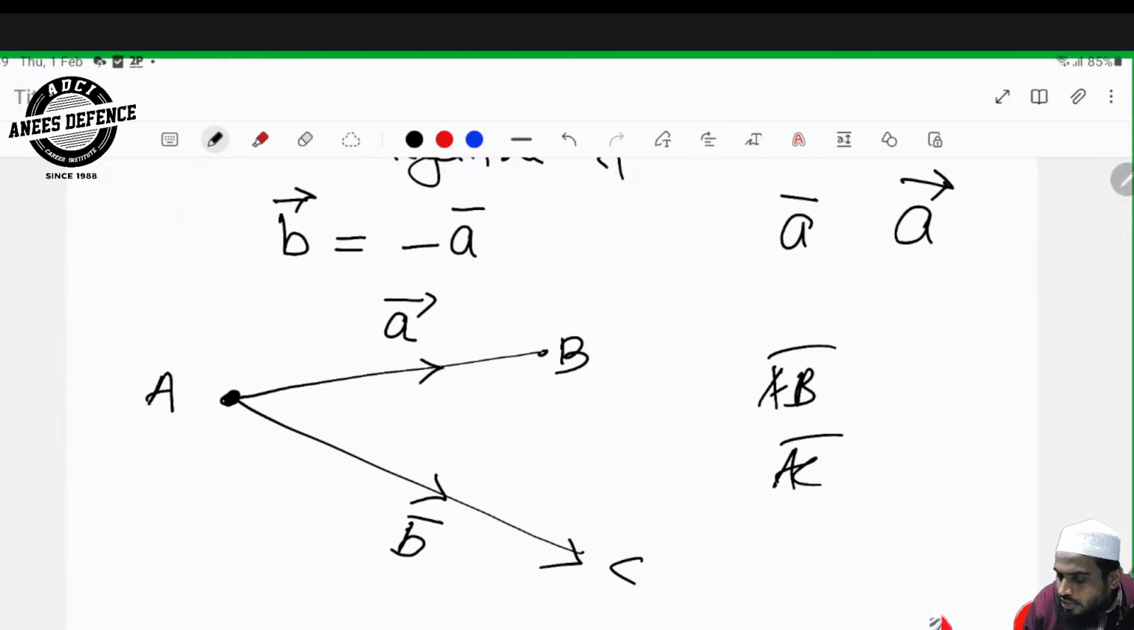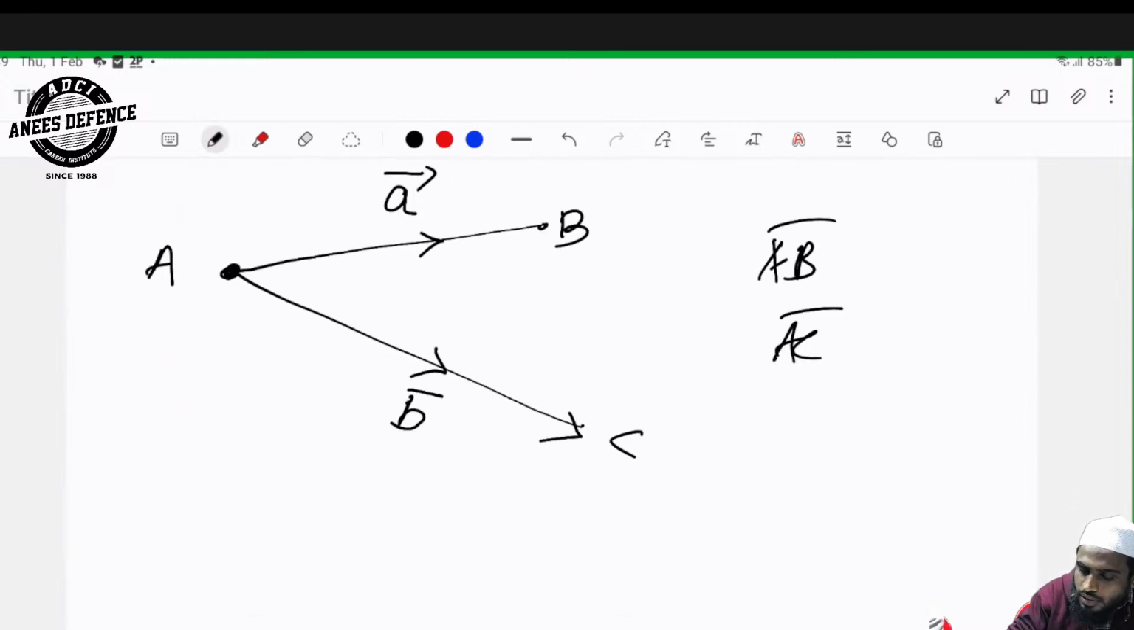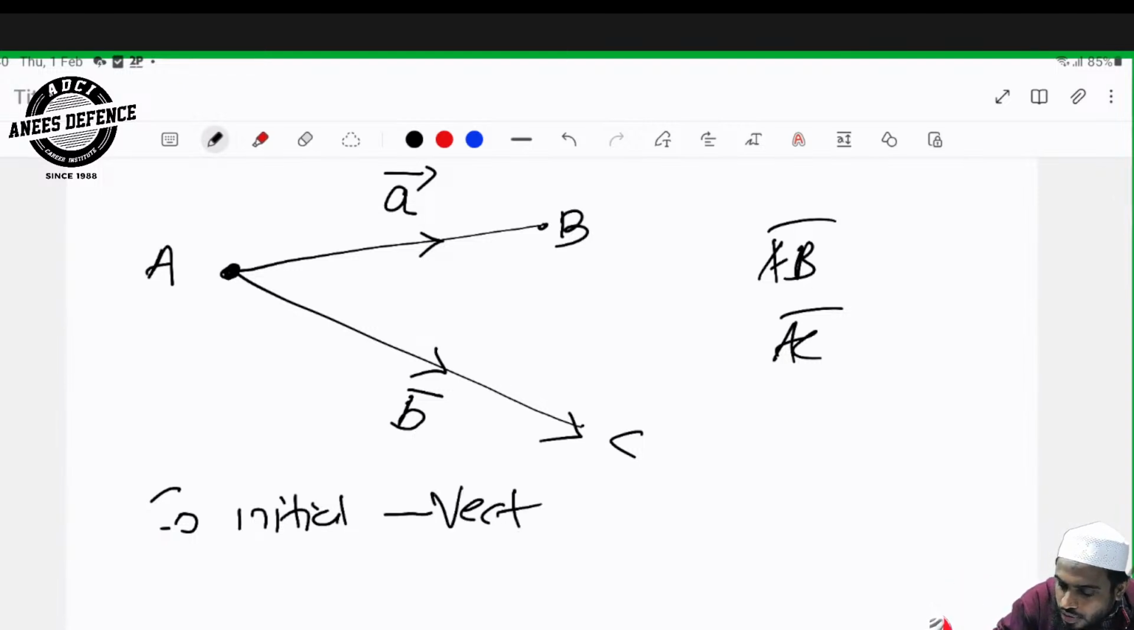You can see here for both vectors the initial point is the same. Therefore, the name of these two vectors is co-initial vectors. Since both are starting from the same point and going in different directions, the name is co-initial vectors.